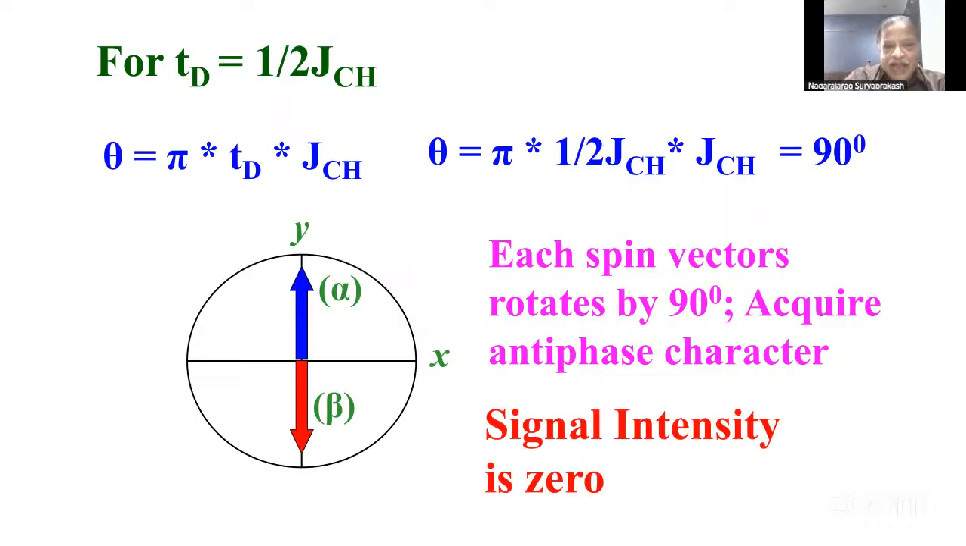So when you add up these two, what will happen? It is a vector addition. You know about mathematics. Vectors which are in opposite directions, with equal and opposite magnitude, add up to a sum of 0. Exactly at half the J coupling, these two vectors are opposite in phase. So if you add up, the signal will be 0. You will not see any signal at all.